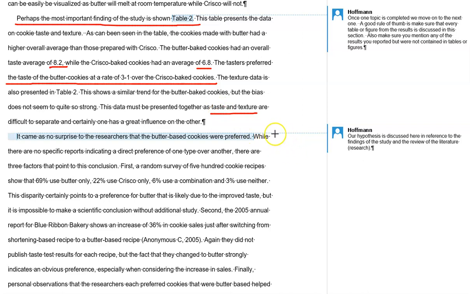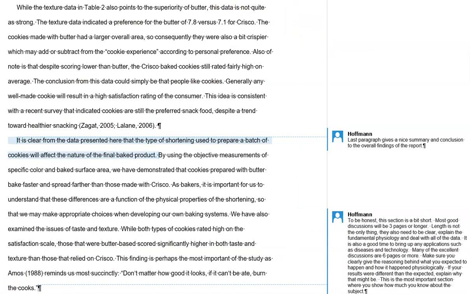And then it talks about what we expected. So here, this is why we said at the beginning, people would prefer butter over Crisco, and it looks at historical references in terms of that, and gave some background information about why that would happen. And then that goes on and continues here in this paragraph, again, talking clearly about the other part of table 2 that looks at texture and tying the two together, and looking at those things. And then we have the final paragraph.